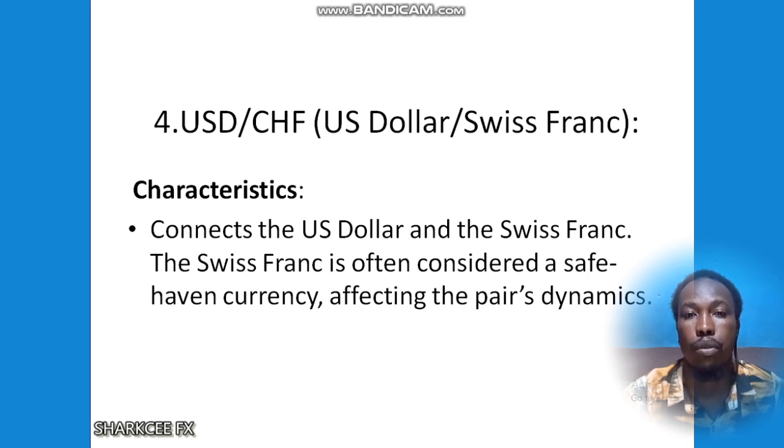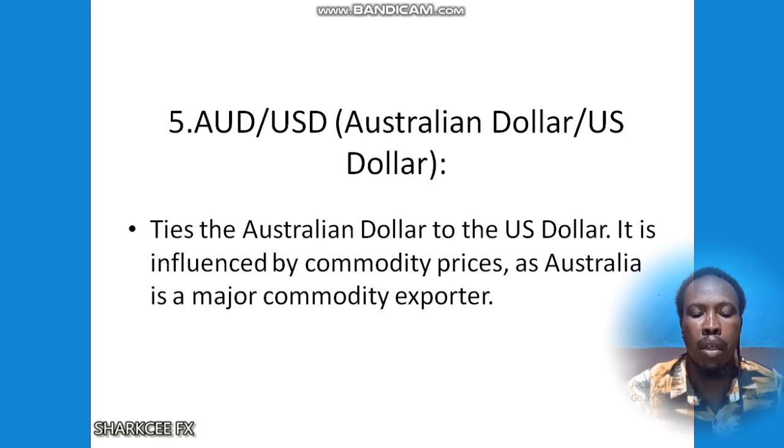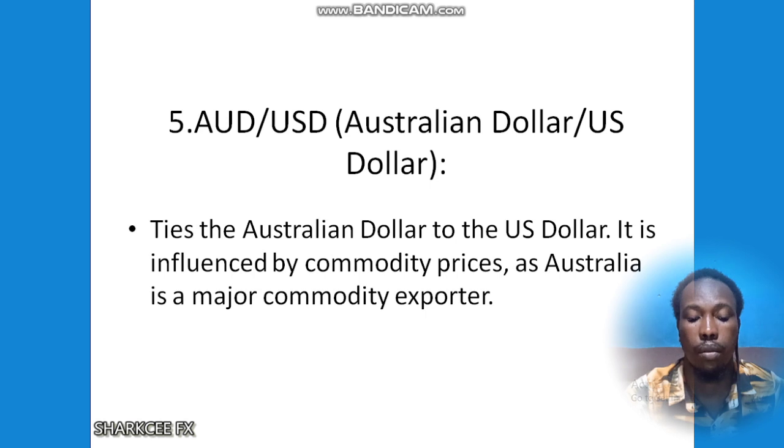USD/CHF, US dollar and Swiss franc. Characteristics: connects the US dollar and Swiss franc. The Swiss franc is often considered a safe haven currency, affecting pair dynamics. AUD/USD, Australian dollar and US dollar. Ties the Australian dollar to the US dollar. It's influenced by commodity prices, as Australia is a major commodity exporter.